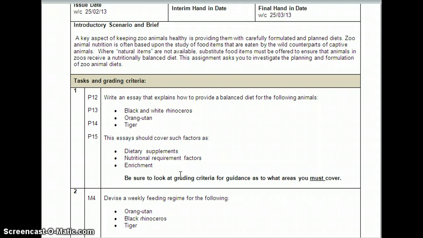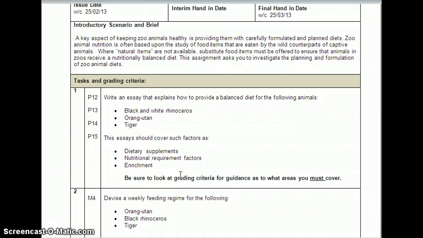Also you need to include enrichment, so that's feeding enrichment for all three animals. For the rhino you may look at things like including branches or browse. For the orangutan, feeder puzzles. For the tiger, different types of creations that you could use with creating prey, or zip wires, or feeding poles. There's loads of other things that you could use for that.